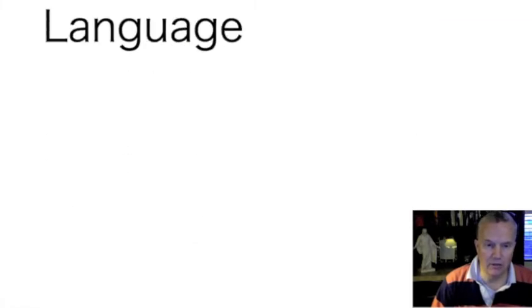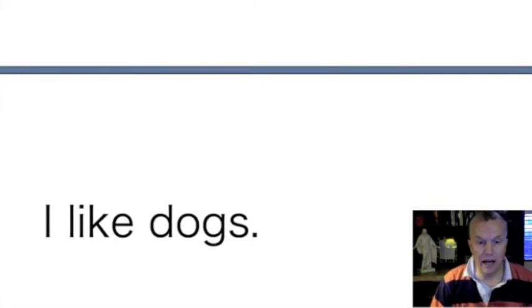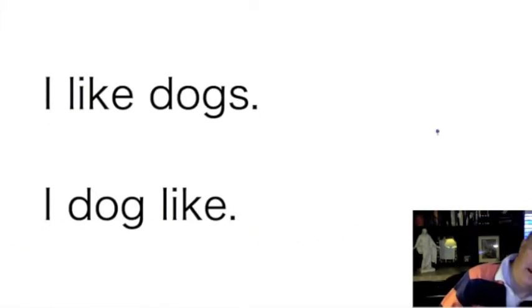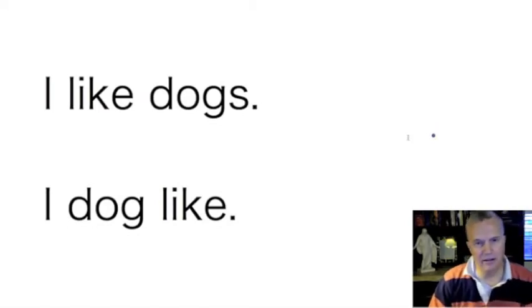Let's take a look at a specific sentence. In English, we say, I like dogs. In Japanese, you essentially say, I dog like. So the order of words is different here. There's a lot of other things that are different about Japanese.